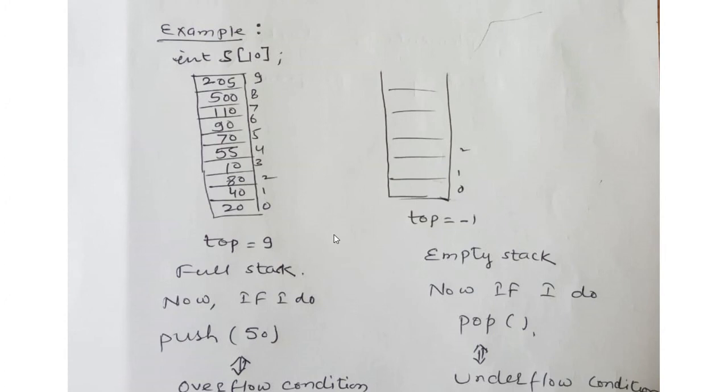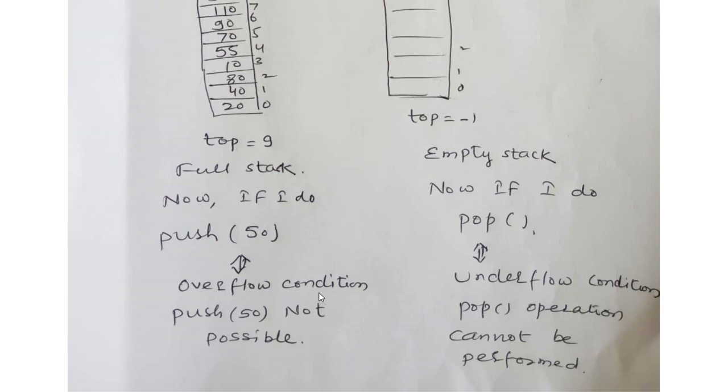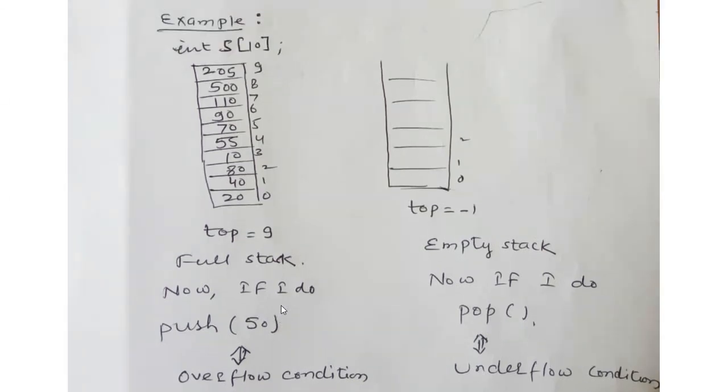Here is an example, especially for stack. So here, see, I have declared a stack int as 10. So my stack can take 10 elements at the most. So I have pushed items into it, and finally the top becomes 9. So top becomes 9. This is not overflow. This is full stack. Now, if I do one more push operation like push 50, then this is an overflow condition and this push 50 is not possible.